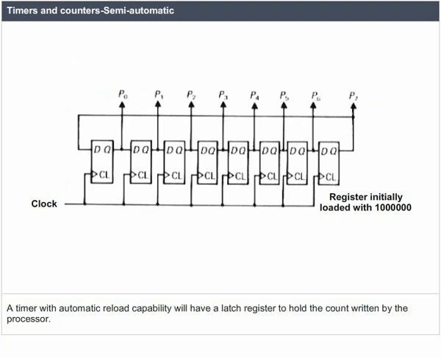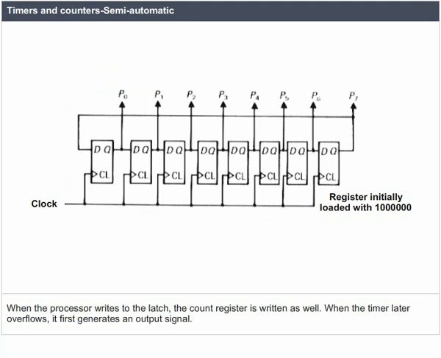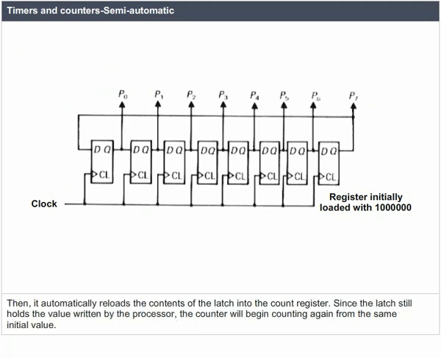Timers and counters, semi-automatic. A timer with automatic reload capacity will have a latch register to hold the count written by the processor. When the processor writes to the latch, the counter register is written as well. When the timer later overflows, it first generates an output signal. Then, it automatically reloads the contents of the latch into the count register. Since the latch still holds the value written by the processor, the counter will begin counting again from the same initial value.